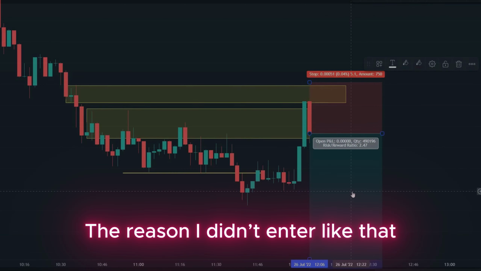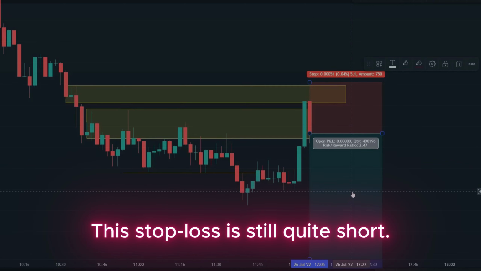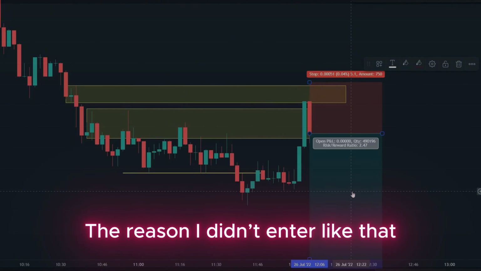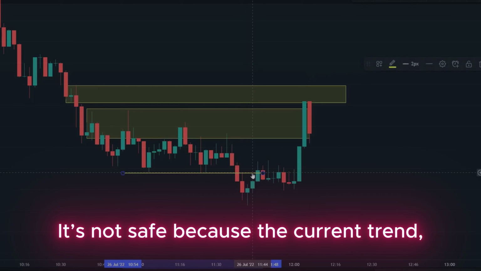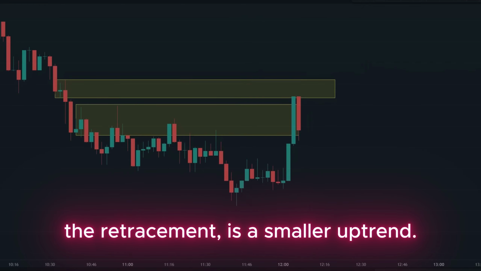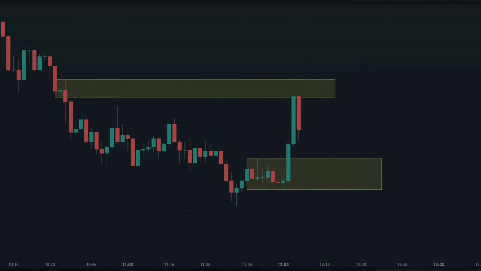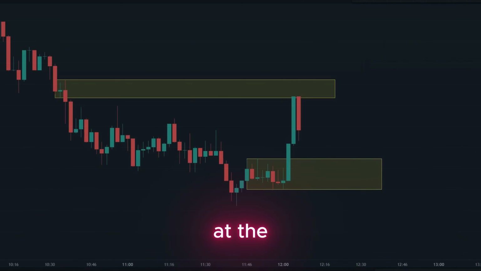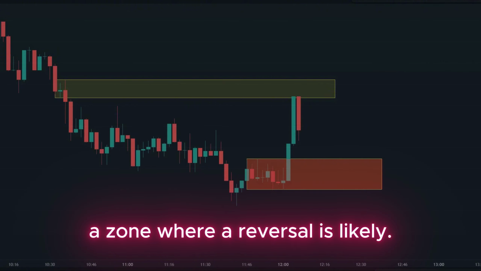The reason I didn't enter like that is not because I thought the stop loss was too wide. It's not that I disliked it. This stop loss is still quite short. The reason I didn't enter like that is simply because it's not safe. It's not safe because the current trend, the retracement, is a smaller uptrend. And here, this is the perfectly aligned unused order block at the key level. And this is a dangerous price zone, a zone where a reversal is likely.